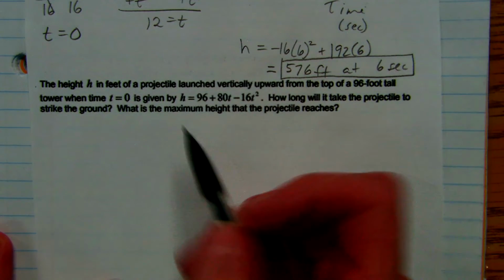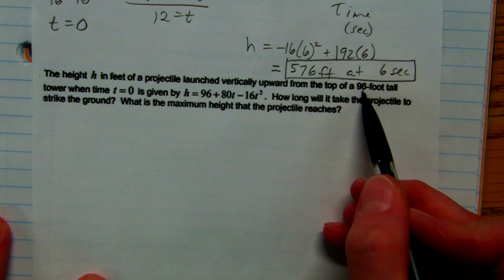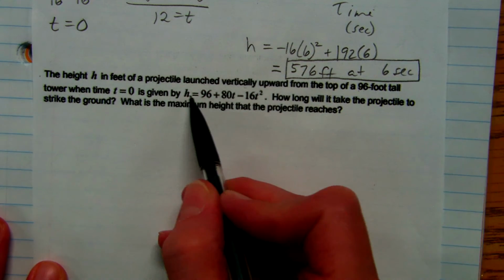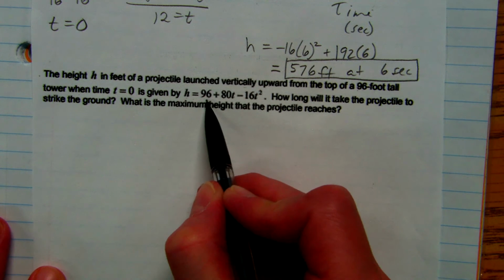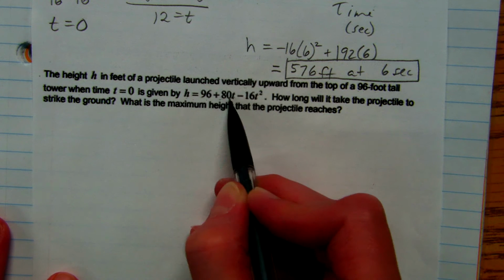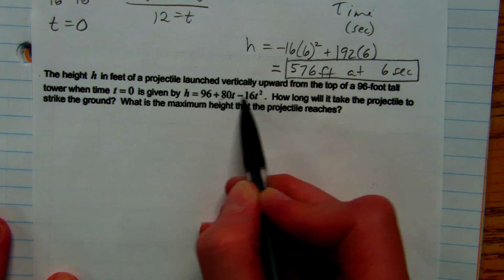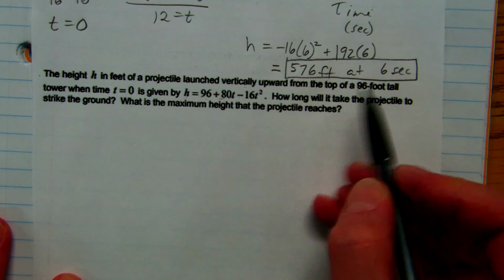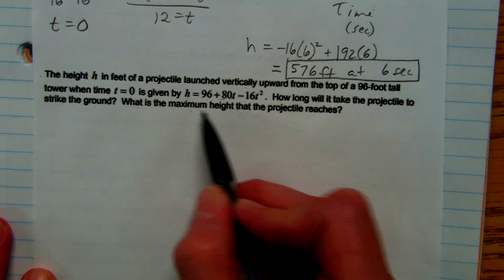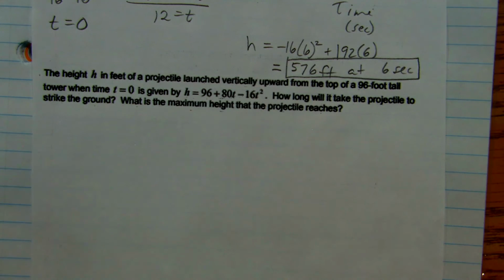This is the height h in feet of a projectile launched vertically upward from the top of a 96-foot tall tower when time is 0 is given by h equals 96. That's the original height, plus 80 feet per second times a second. So that's accounting for the velocity that you shot at, 80 feet per second. And then this is your gravity pulling down, negative 16t squared. How long will it take for the projectile to strike the ground? What is the maximum height that the projectile reaches? So we're going to solve all the different kinds of problems.